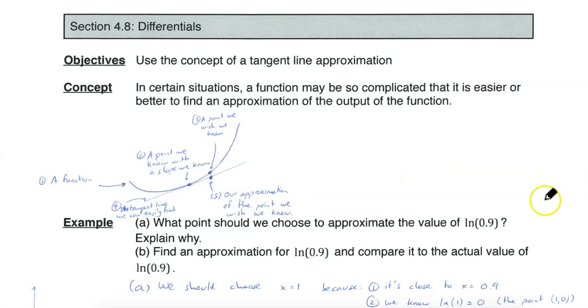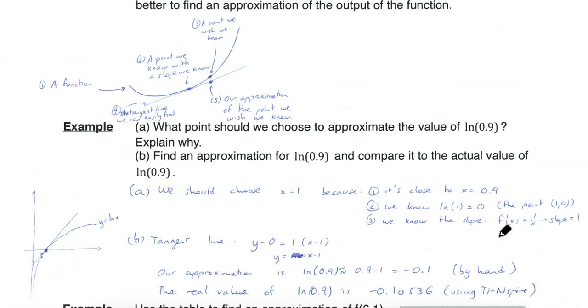So for example, nobody knows off the top of their head what ln of 0.9 is. If you're not given a calculator, you're not going to be able to figure out what ln of 0.9 is. However, there's a good choice we can make, because there's a point we definitely know. We know that ln of 1 is equal to 0. So if I choose x equals 1, I'm happy because it's close to 0.9. I'm happy because I know that ln of 1 equals 0, so I have the point (1, 0). And I'm also happy because I'm able to find the slope at that point (1, 0).